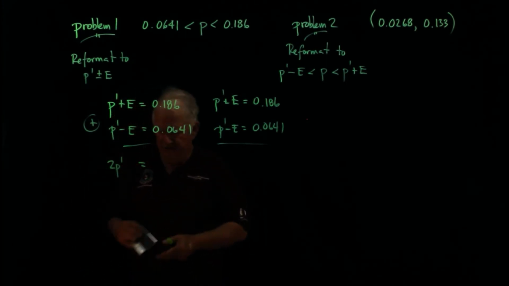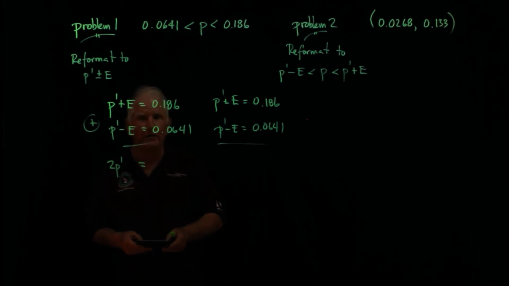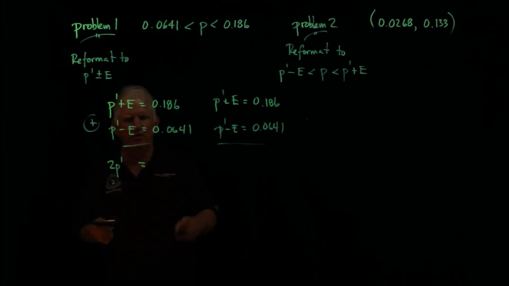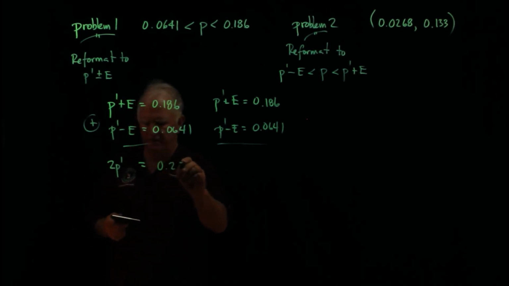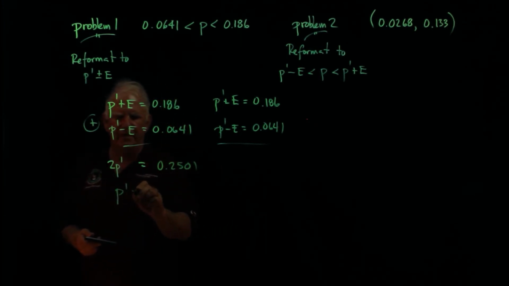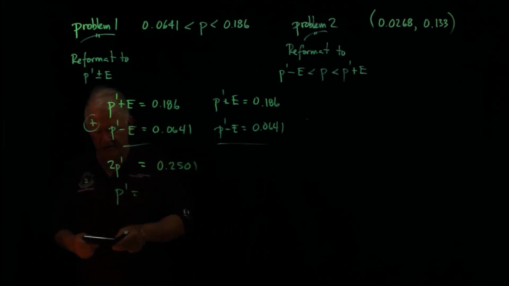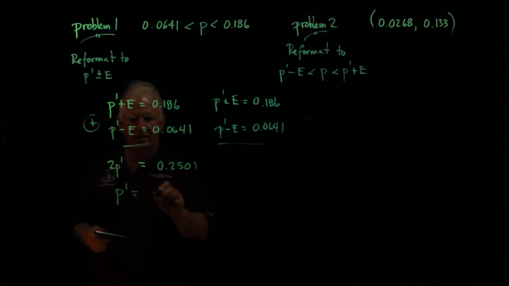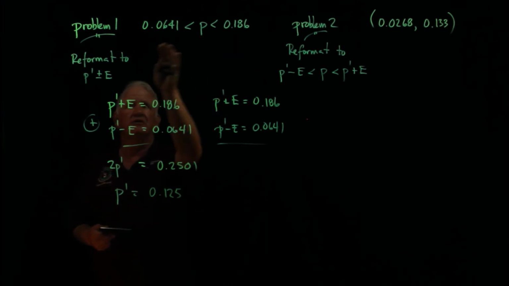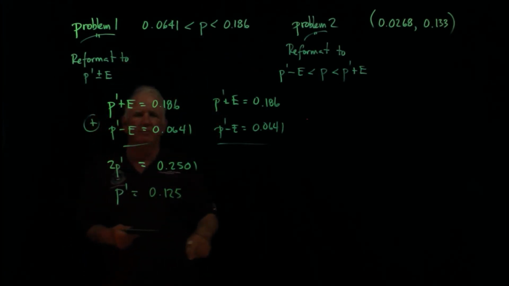And because it's late in the afternoon, let's do that with a good calculator, okay? 0.186 and 0.0641. And add those together, I'm going to get 0.2501. And then I'm going to solve for P prime. And P prime is 1/2. If I divide both sides by 2, I get 0.125. Well, if I'm trying to turn this into this, I'm halfway done because I've just found P prime.